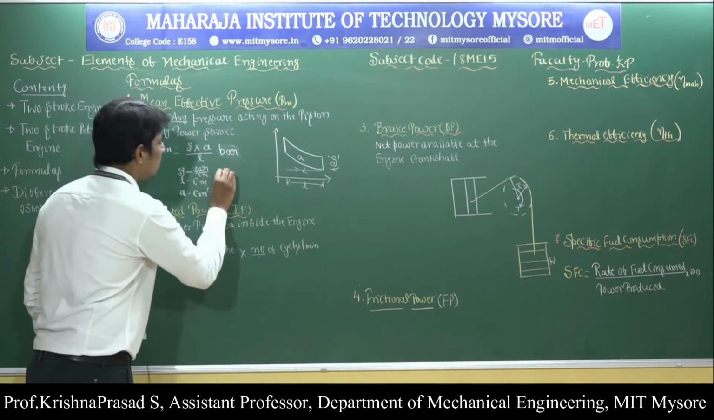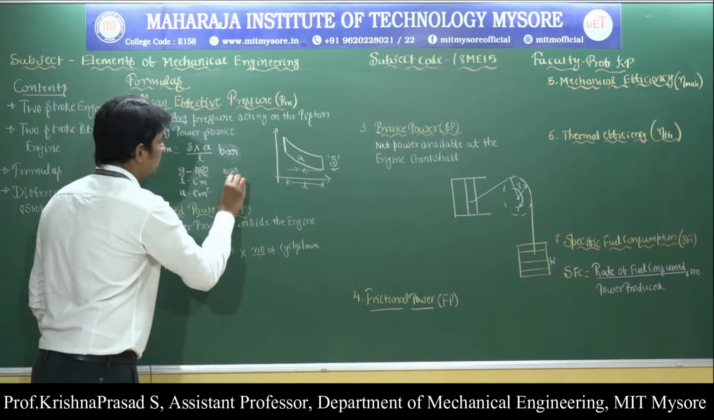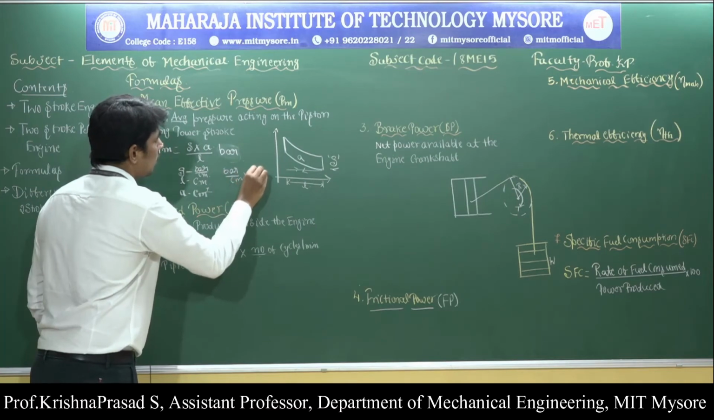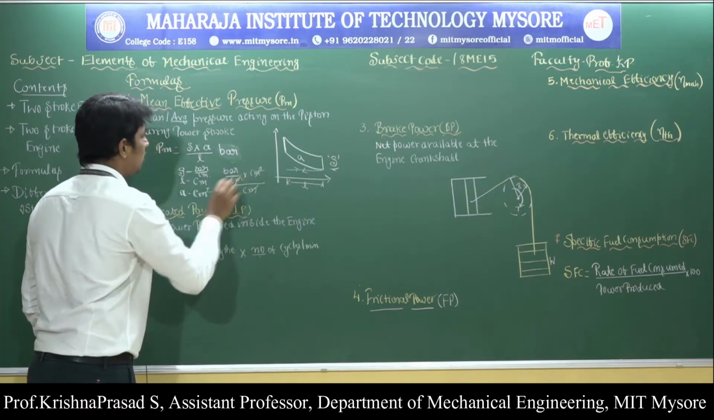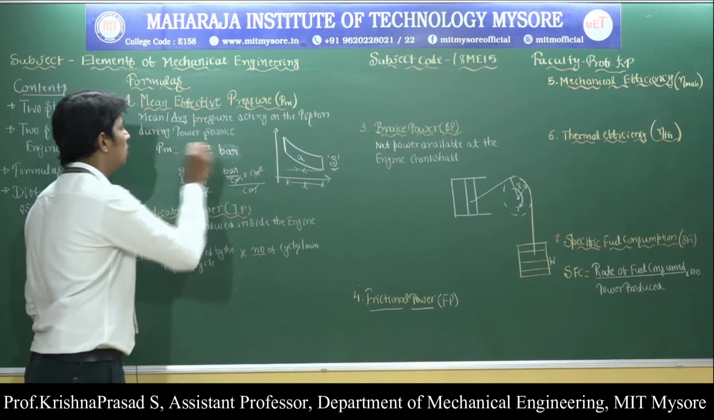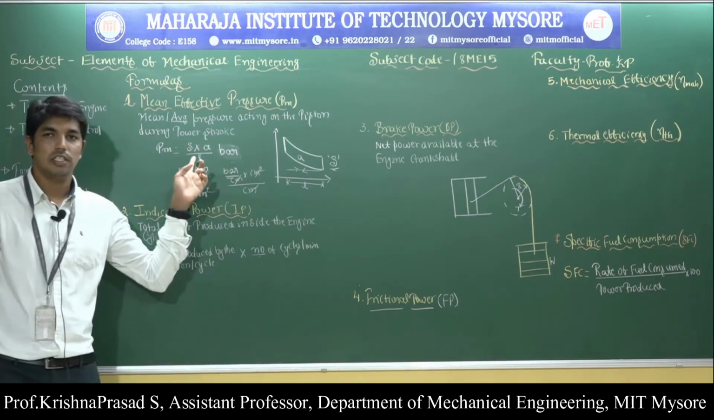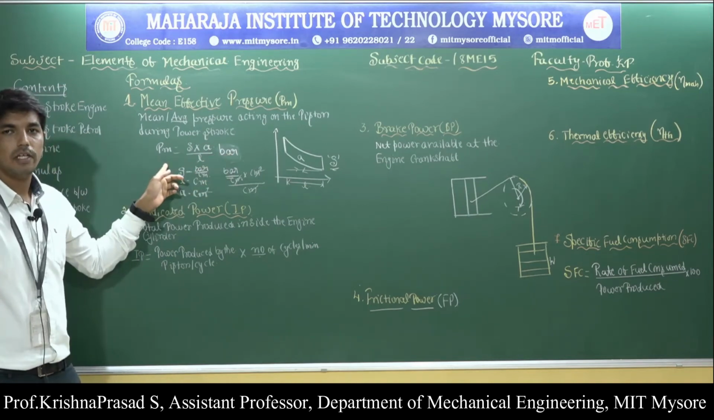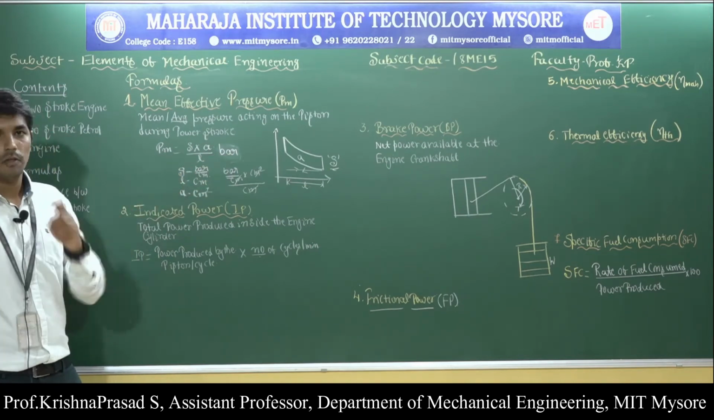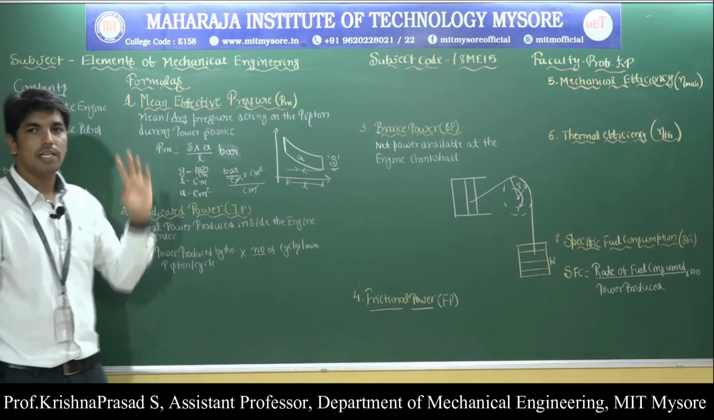Okay, so apply here bar per centimeter into centimeter square divided by centimeter. Everything is cancelled out, so only bar is left, and the mean effective pressure is expressed in bar. It is denoted by capital P suffix M, that is called PM. So this is regarding the mean effective pressure.